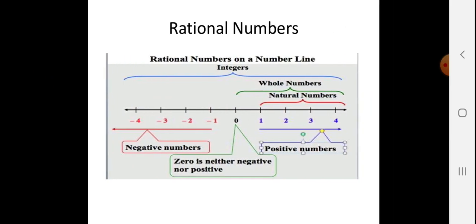Now, rational numbers on the number line. You already have studied how to draw the number line. Negative numbers are always on the left side, positive on the right side, and 0 in the center. Now if you want to plot a rational number on the number line, first of all you need to find out its exact root. Once you find the root of that number, you can place that number on the number line.